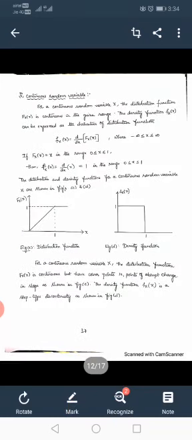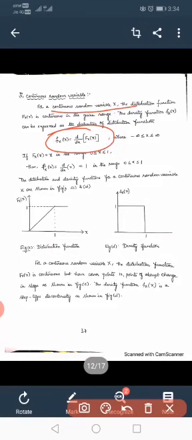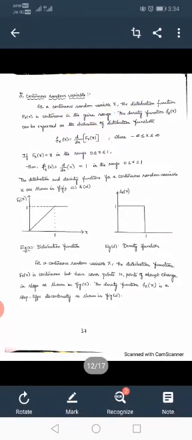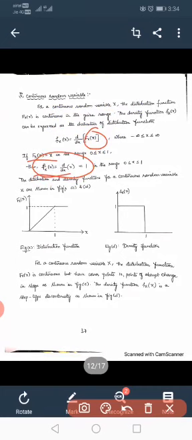Next, for a continuous random variable, let us see what the density function is. A continuous random variable means the random variable has continuous values in the given range. So we know that fX(x) equal to d by dx of the distribution function. Here, if the distribution function is x and we differentiate, the density function is equal to 1.